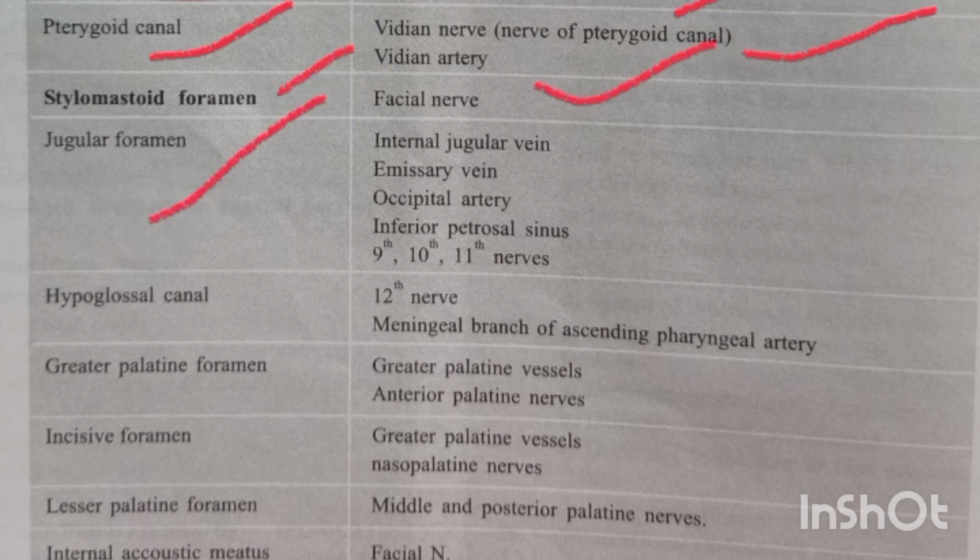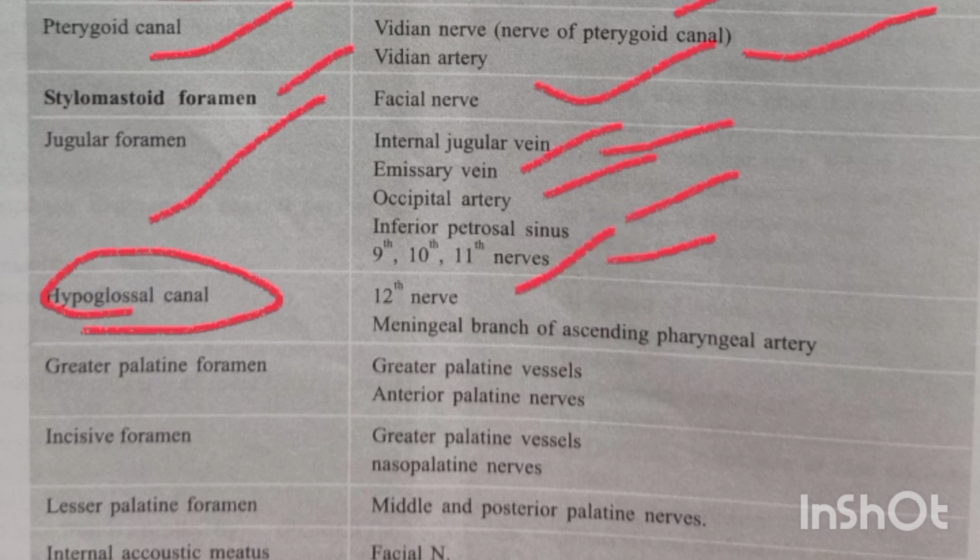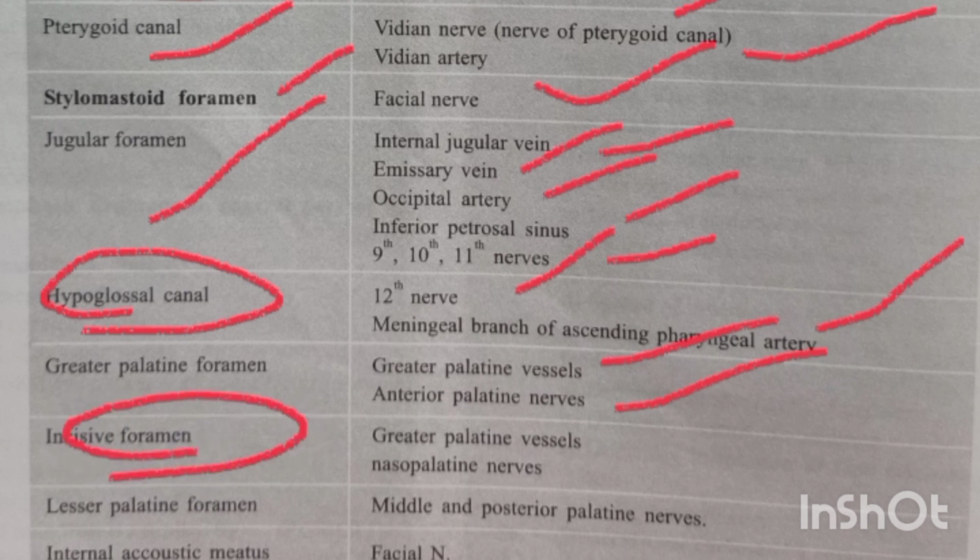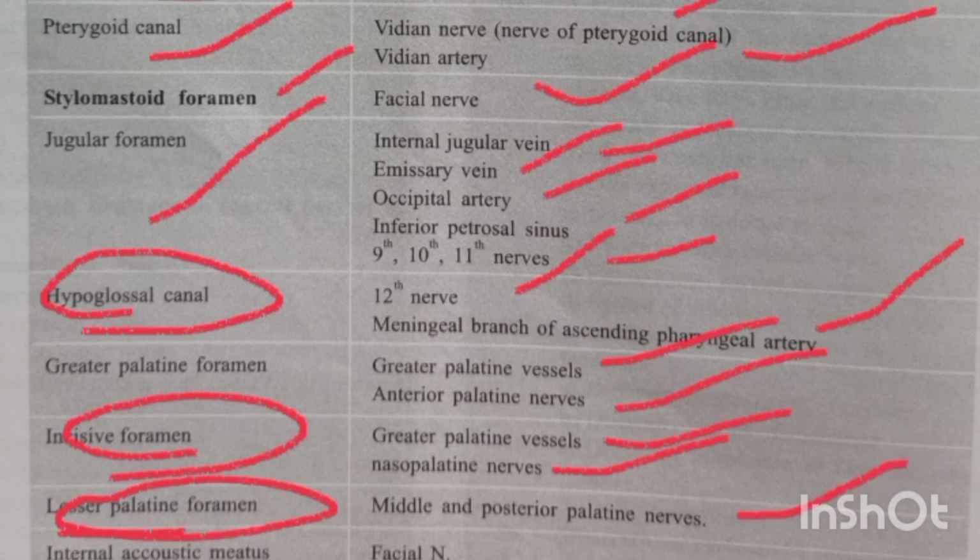Jugular foramen, internal jugular vein, emissary vein, occipital artery, inferior petrosal sinus, and 9th, 10th, and 11th nerves. Next, from hypoglossal canal, 12th nerve, and meningeal branch of ascending pharyngeal artery. Greater palatine foramen, greater palatine vessels, and anterior palatine nerves. Incisive foramen, greater palatine vessels, nasopalatine nerves. Lesser palatine foramen, middle and posterior palatine nerves.